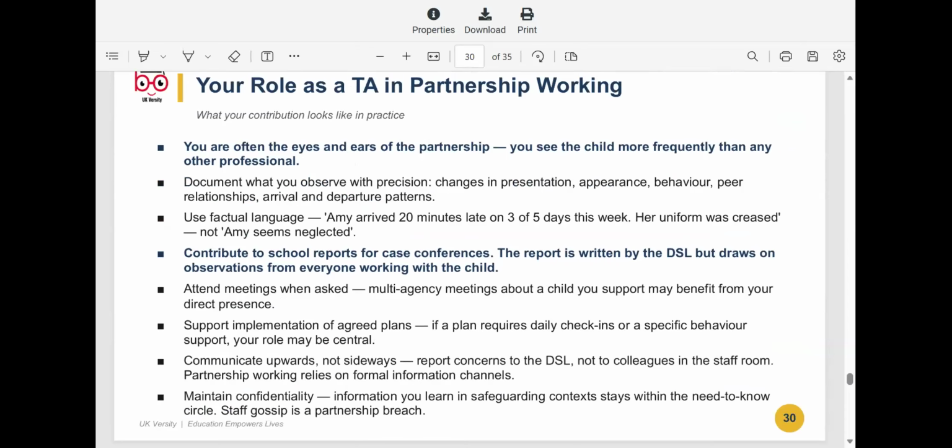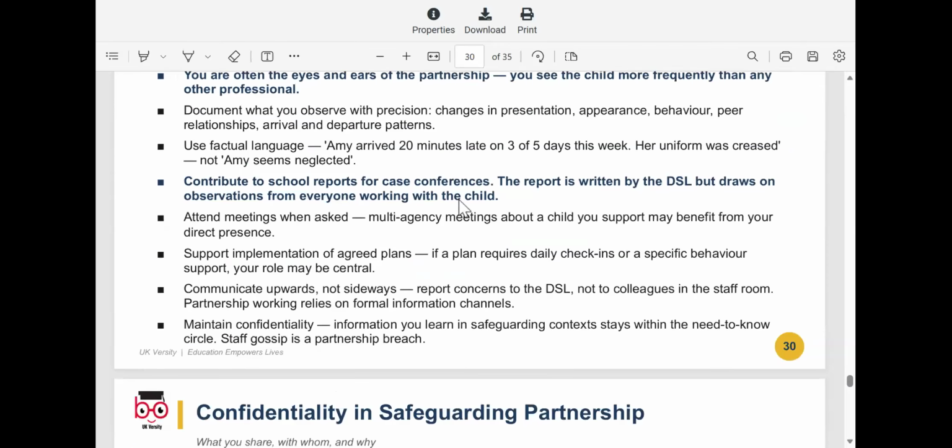And there's your role as a TA, teaching assistant. So your role is to make sure that you collaborate closely with the teachers, and you are the ears and eyes of that partnership with the children, because you are attending them, supporting them, and you are communicating with other staff members to make sure that you are consistent with what you are saying, and also maintaining confidentiality.